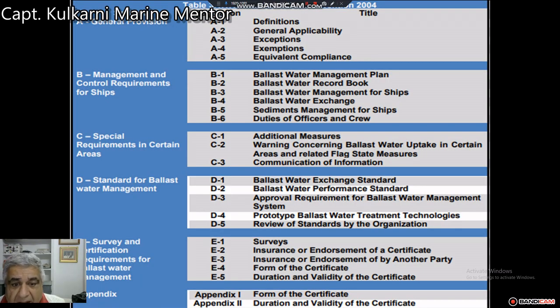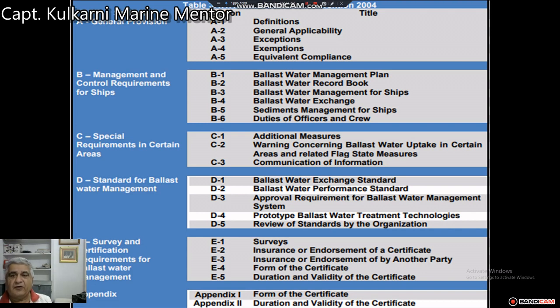Now, what does it contain? This is important from the examination point of view and for the mariner's point of view. Look at it. First is the general provision: the definition, applicability, exception, exemption, equivalent compliance. Second is management and control requirement for ships: the ballast water management plan, which is now a requirement, and number 2, the ballast water record book. Again, we have to maintain it for a good 2 years.